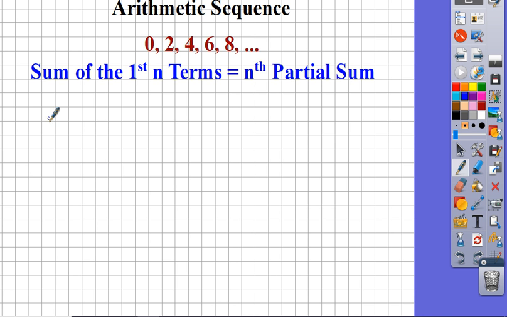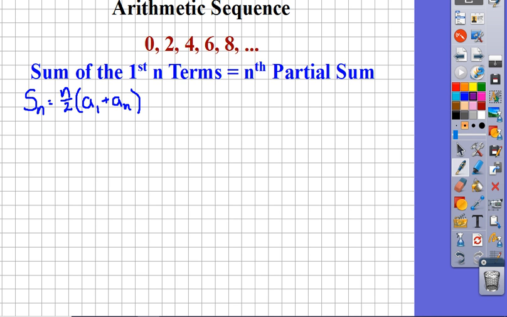The sum of the first n terms, or the nth partial sum, S sub n, equals n, the number of terms, divided by 2, times a sub 1, or the first term, plus a sub n, or the last term.